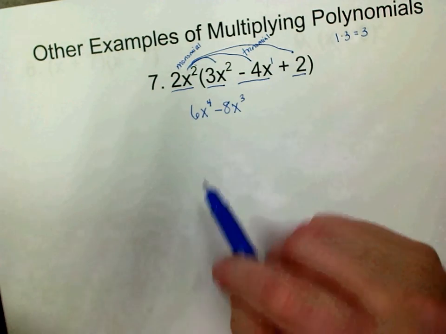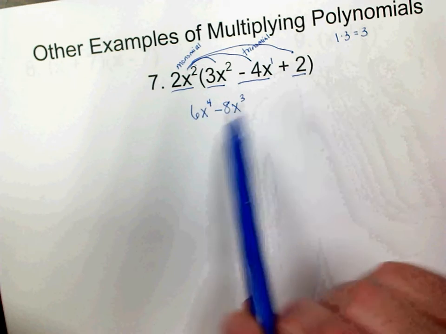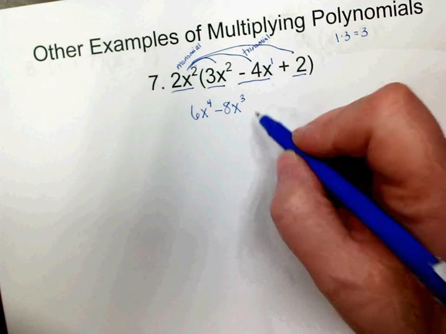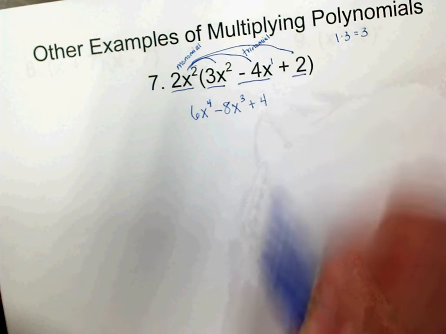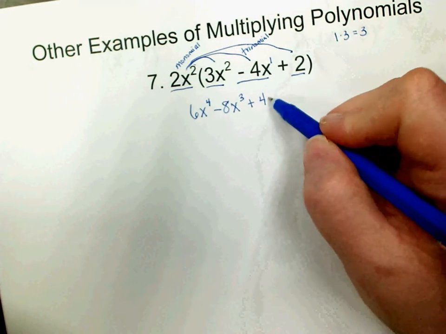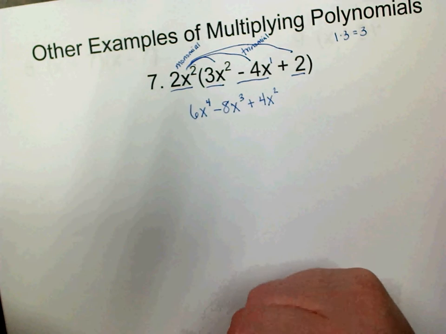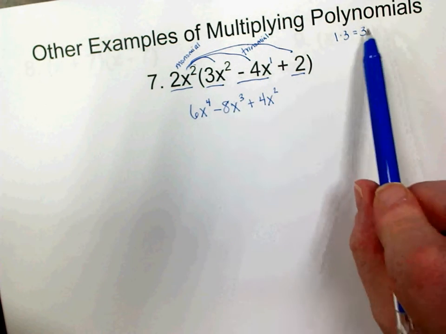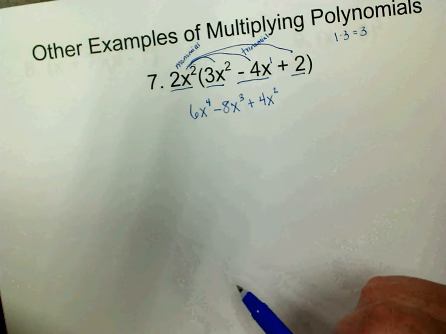And then the 2x squared times 2, the big numbers 2 times 2 make a positive 4, so make sure you put that plus in front of the 4. And then the x squared doesn't have an x to add exponents to, so it remains x squared. There are the 3 terms I expected to get when I multiplied using the distributive property.